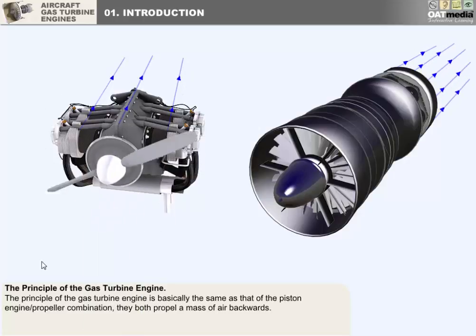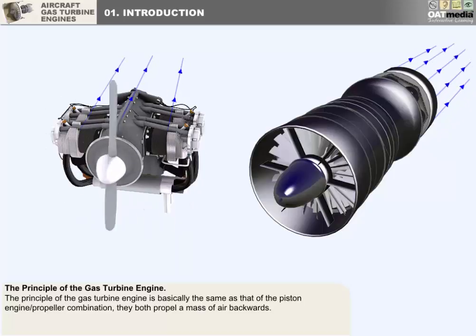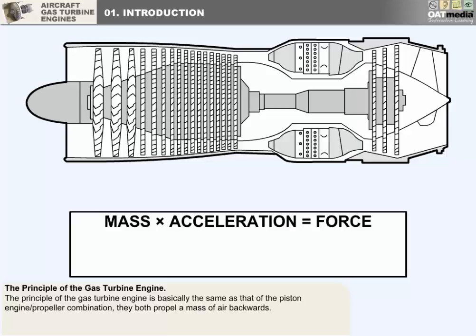The principle of the gas turbine engine is basically the same as that of the piston engine propeller combination. They both propel a mass of air backwards. Mass times acceleration equals force.